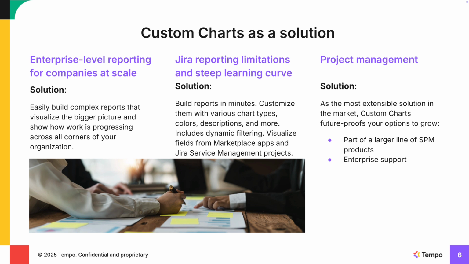The out-of-box reporting options in Jira do have some limitations, and some of the other apps for reporting in the marketplace have a steep learning curve. Custom Charts is so intuitive that you can build reports in minutes, and there's a wide range of customization options. As I mentioned before, you can change your chart colors, group and rename segments, but you can also add descriptions to charts and pick from different chart types.